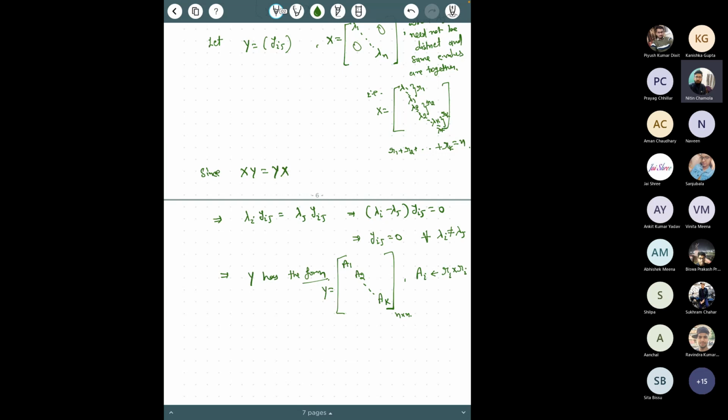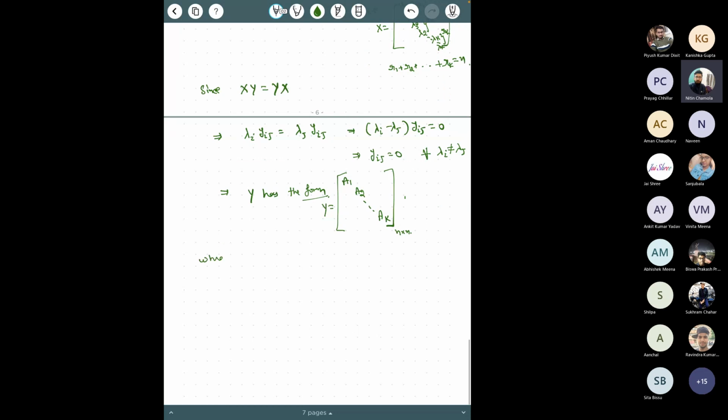Let me write it more precisely. These Ai's are such that for each i, Ai is a matrix corresponding to the distinct eigenvalue lambda_i, of size equal to the algebraic multiplicity of lambda_i. How many times lambda_i appears on the diagonal, that would be the size, that means ri.